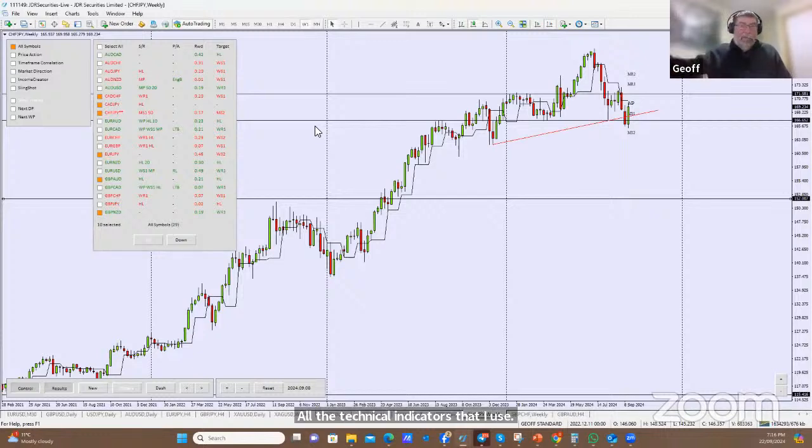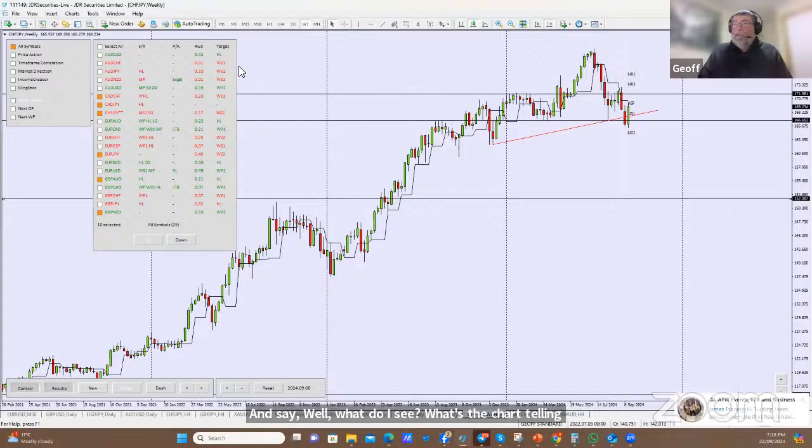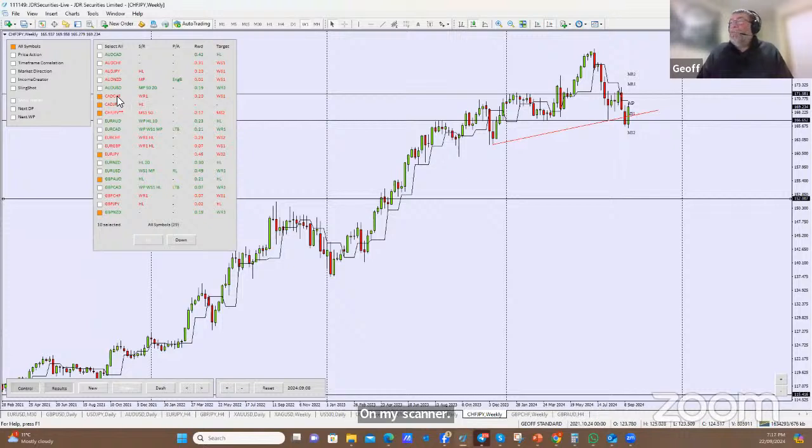You've already seen that I've used the news a little bit, or the data from last week and upcoming this week. I've used the relative strength on the currency pairs, or the currencies per se, and now I'm going to bring all of that round to the charts and say, well, what do I see? What's the chart telling me? All of those indicators may help me decide what I'm going to trade. So I've got about 6 or 7 of those, and I've highlighted them here on my scanner, well, not my scanner, but the one I use, which of course is ATW equipment.